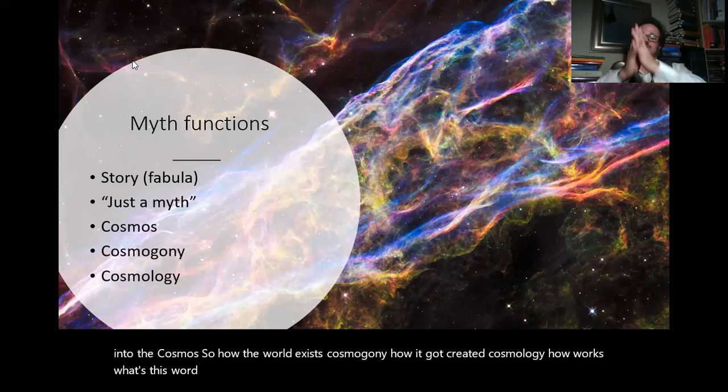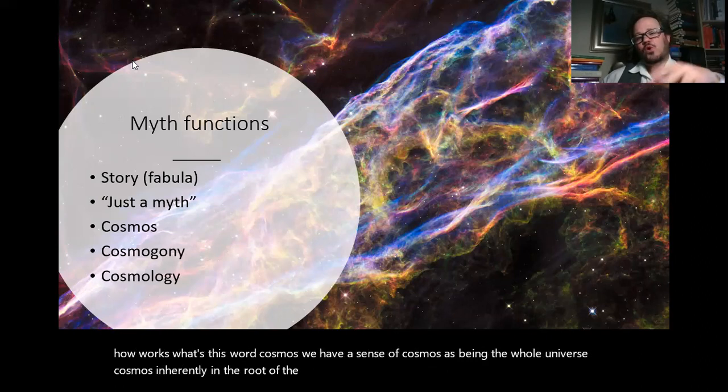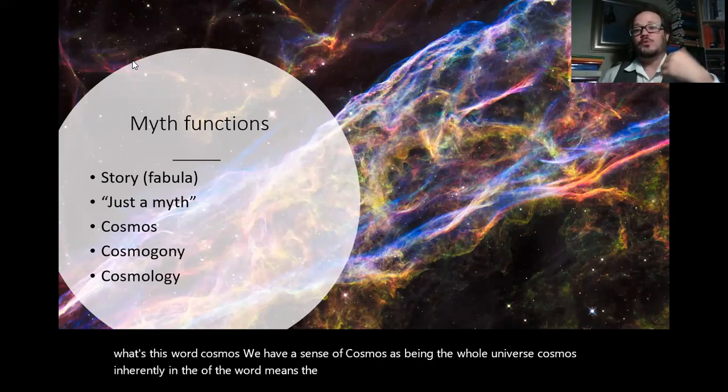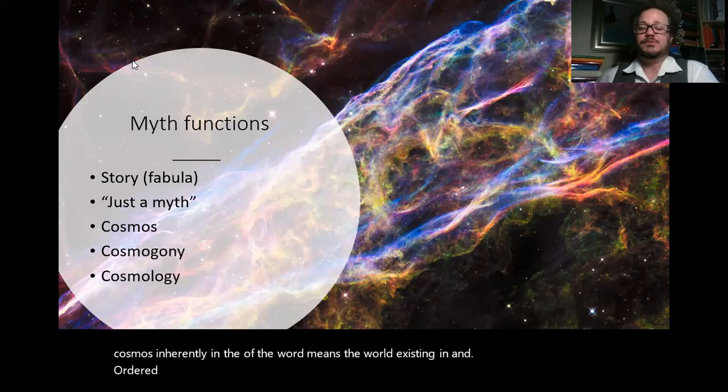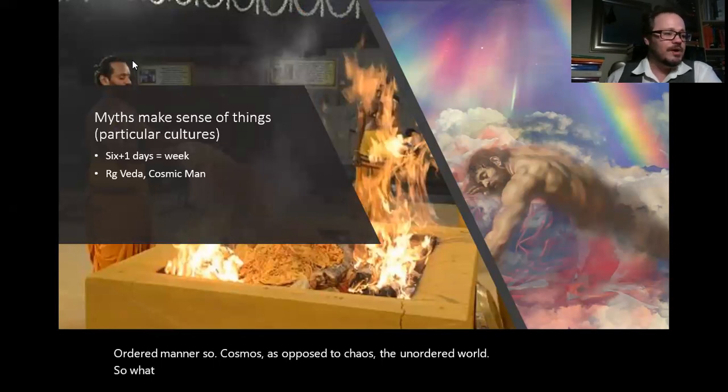What's this word cosmos? We have a sense of cosmos as being the whole universe. Cosmos inherently in the root of the word means the world existing in an ordered manner. So cosmos as opposed to chaos, the unordered world. So what do myths do? Well, myths sort of make sense of things.